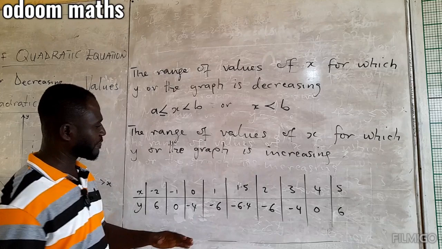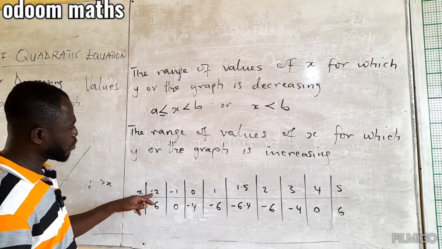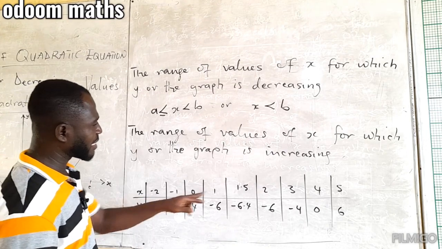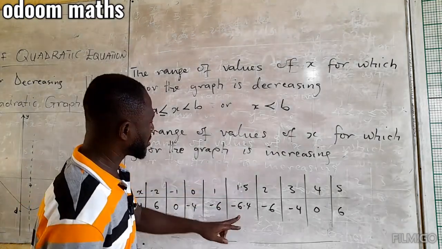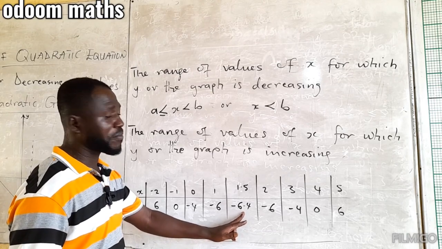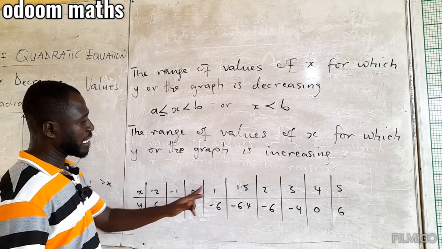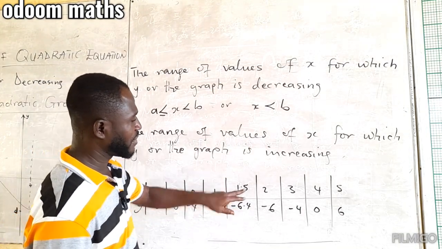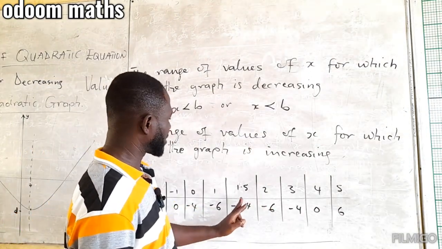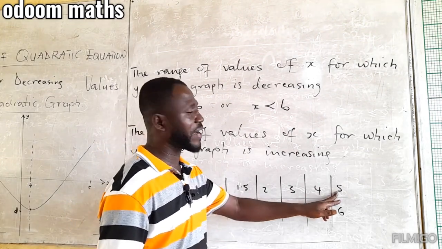So the range of values of x for which y is decreasing, we can say that negative 2 less than or equal to x less than 1.5, because this is the turning point or the minimum point. So negative 2 less than or equal to x less than 1.5. Then increasing, that is negative 2 less than x less than or equal to 5.